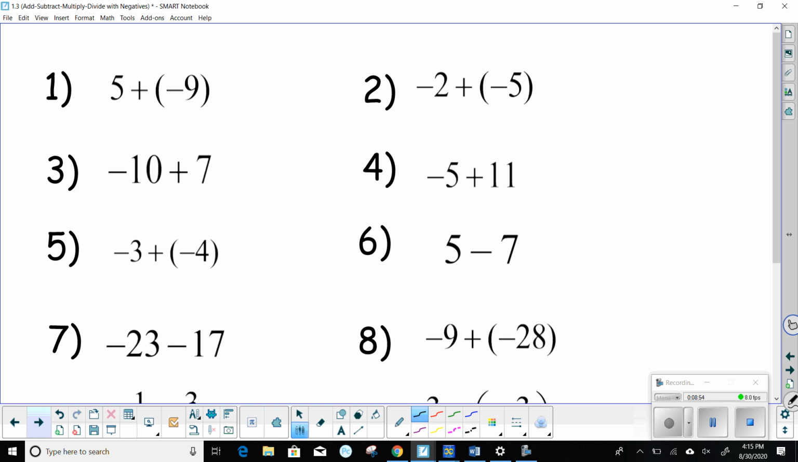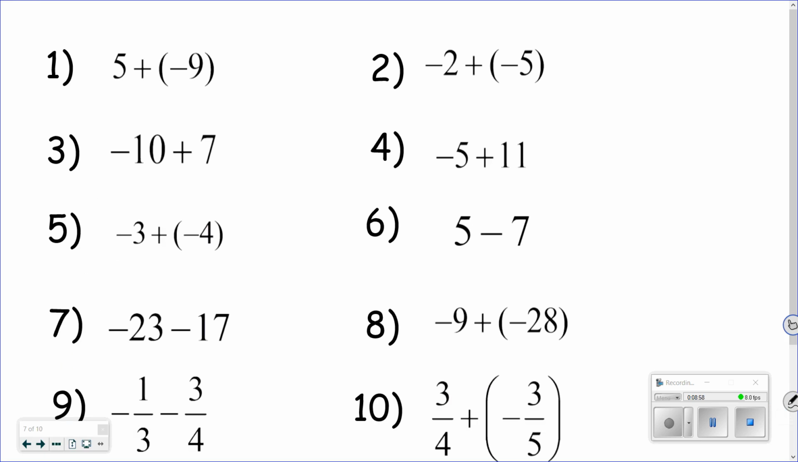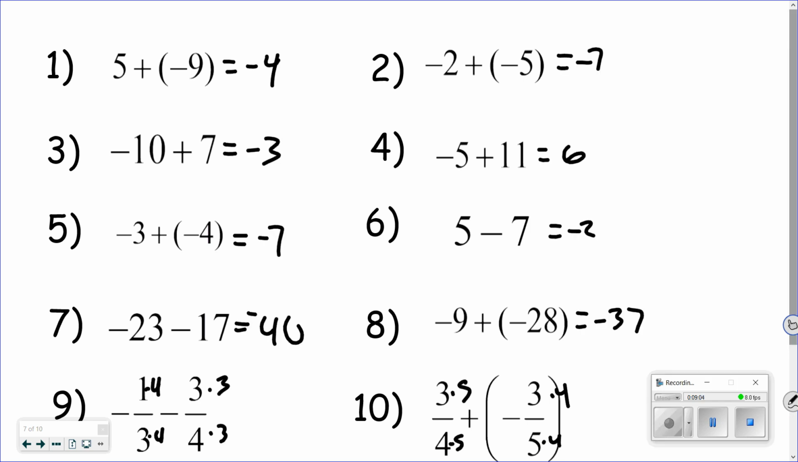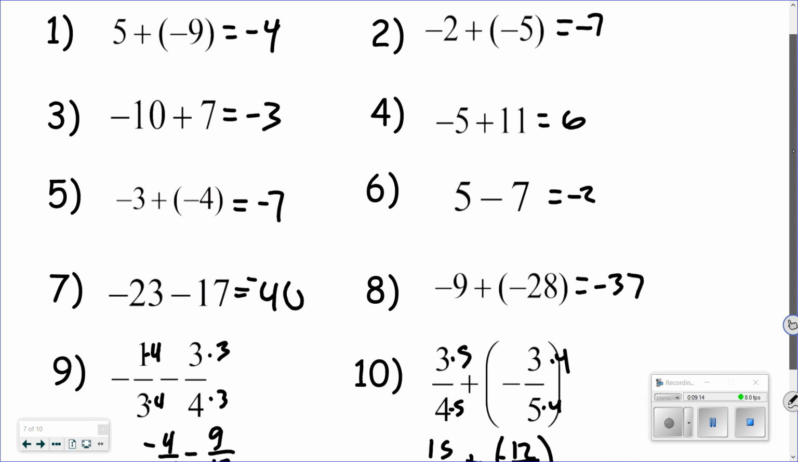I want you to pause this and go down through these problems real quick and make sure you got them all, and then we'll come back together and I'll give you the answers. All right, hopefully you paused that and worked down through these. I'll just run through them really quick. We got 1 is -4, 2 is -7, 3, you have opposite signs like that. You subtract them. 10 minus 7 is 3, and there are more negatives, so it's a -3.